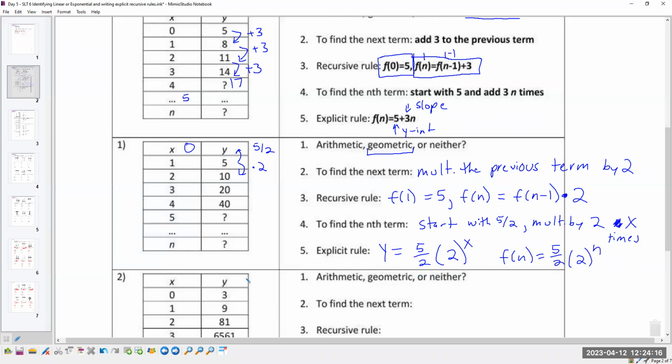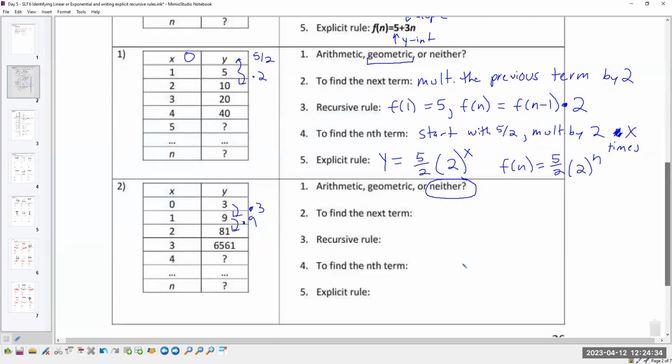You should have determined that this was neither. At first, it looks like there's going to be a multiplication pattern because 3 times 3 is 9. But the problem is it's 9 times 9, which is 81. And that's not a consistent multiplication pattern. It's a pattern, but it's not the same rate of change every time. So we don't need to do the rest.